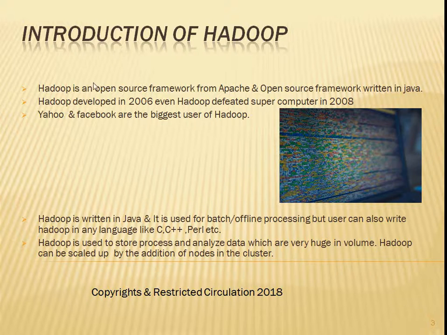That's it. And guys, the second point mentioned is Hadoop was developed in 2006. It even defeated a supercomputer in 2008. So you can imagine the power of Hadoop, right? The biggest consumers of Hadoop are Yahoo and Facebook. The fourth point mentioned is Hadoop is written in Java and is basically used for batch offline processing, but users can also write Hadoop programs in any language like C, C++, Perl. And the last point is Hadoop is used to store, process and analyze data which is very huge in volume.